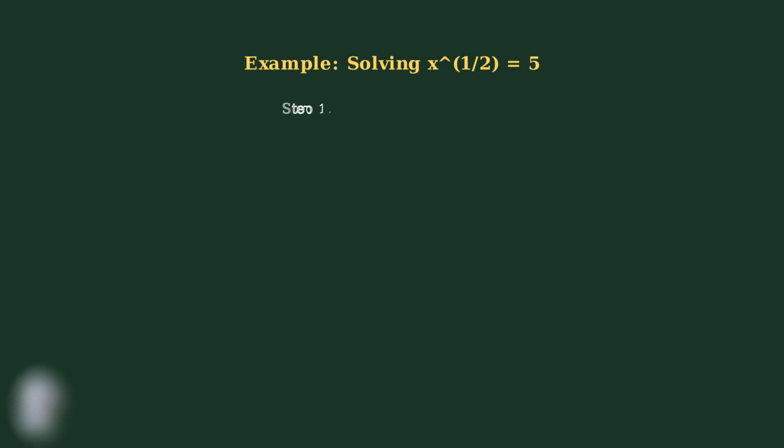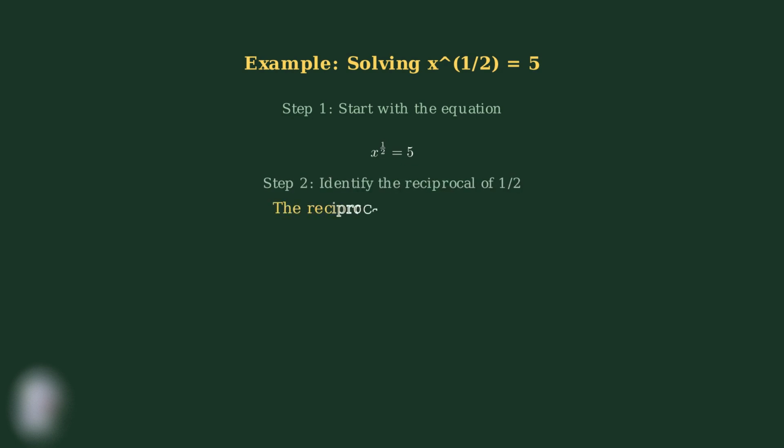Let's work through a specific example. We want to solve x to the 1/2 power equals 5. Notice that the variable x has a fractional exponent of 1/2. Step 2. We identify the reciprocal of the fractional exponent. The reciprocal of 1/2 is 2 over 1, which equals 2. This means we need to raise both sides to the power of 2.